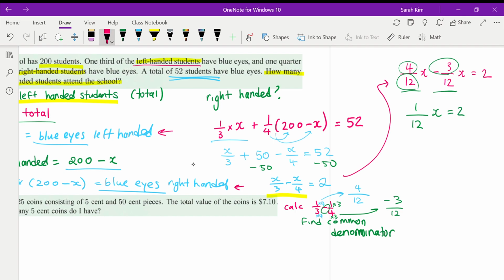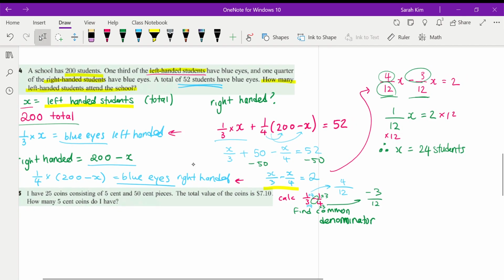How do I get rid of a divide by 12? Well, you times by 12 simply. So, therefore, my x is 2 times 12, which is 24. So 24 students are left-handed. Now what you can do is substitute it in to see if you can figure it out. If you substitute it back into this equation, so x equals 24, it should work out. I'm not going to try that now, but hopefully that's the right answer.